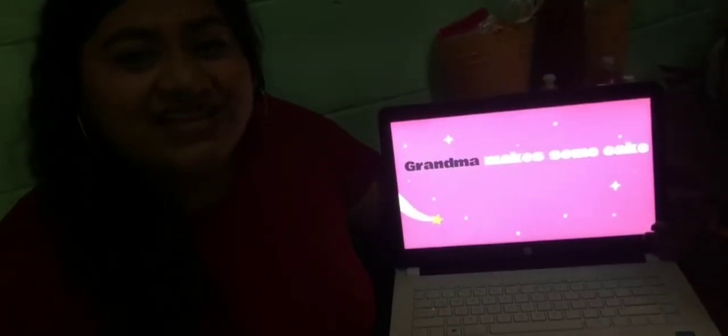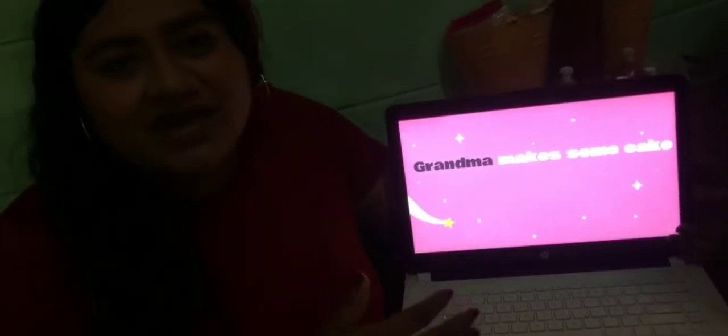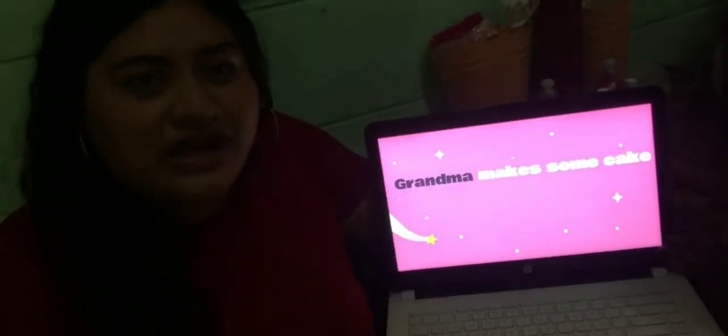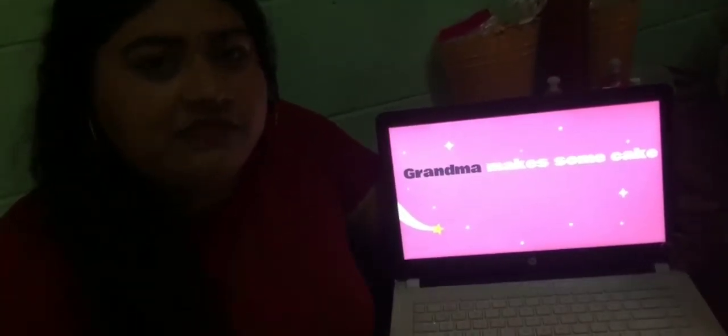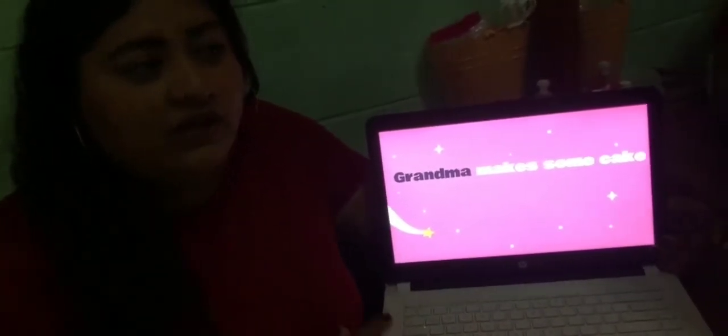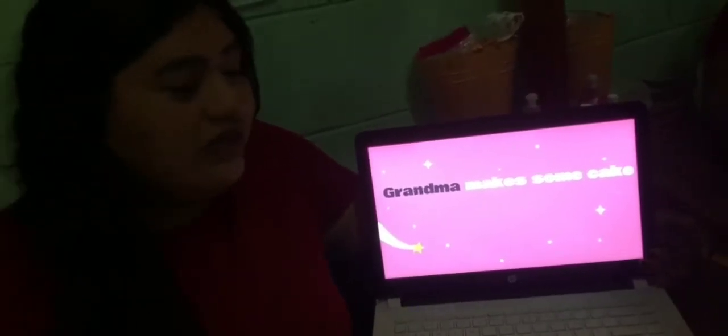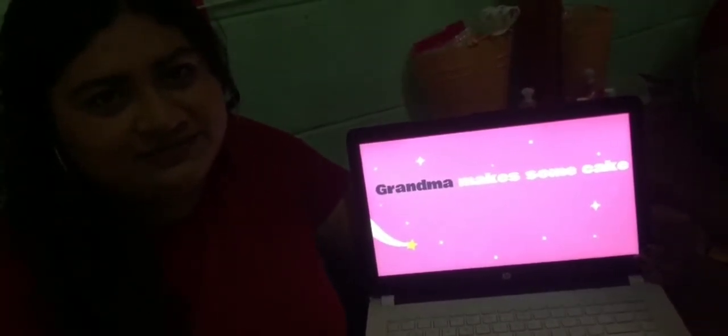So the next sentence says, grandma makes some cake. The highlighted word grandma is a person, it's singular and it's feminine. Which personal pronoun do you think we have to use? Yes, we are going to use she. So we are going to eliminate grandma and the sentence is going to be, she makes some cake.